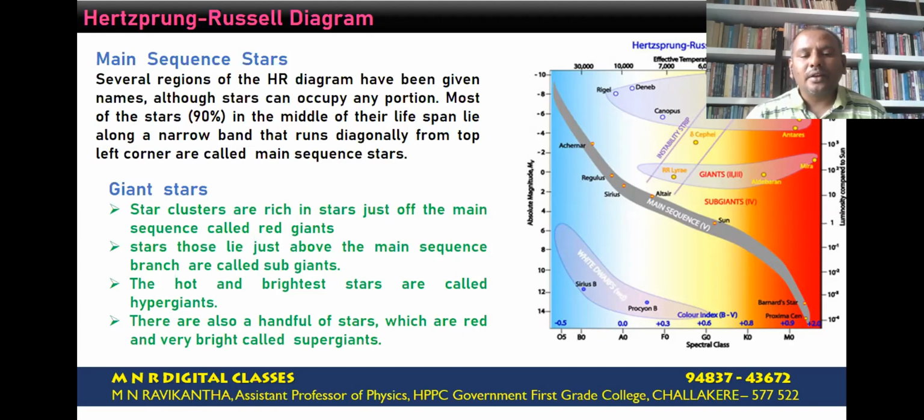The hot and brightest stars are called hypergiants. This is also not shown here. We have a small cluster of stars which are the brightest and hottest stars, and they are called hypergiants. There are also a handful of stars which are red and very bright. They are called supergiant stars. Observe here, the red but brighter ones are called supergiants. Red giants, supergiants, a cluster of stars brighter and hotter, the subgiants, and the hottest and brightest are called hypergiants.